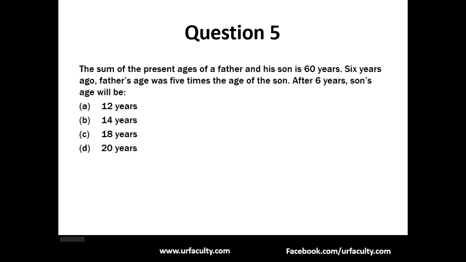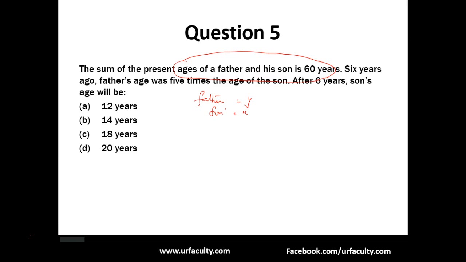The sum of the present ages of a father and son is 60 years. 6 years ago, father's age was 5 times the age of the son. After 6 years, son's age will be? See, again in these questions, don't waste your time by assuming that father's age is equal to y and son's age is equal to x. Don't waste your time. The first statement says the father's and son's ages sum to 60.